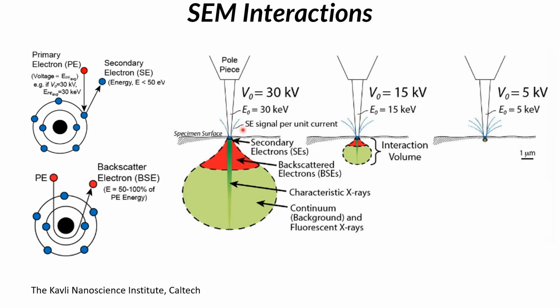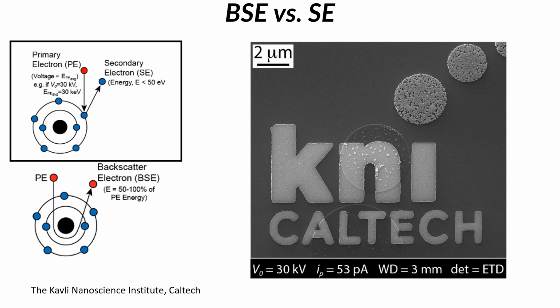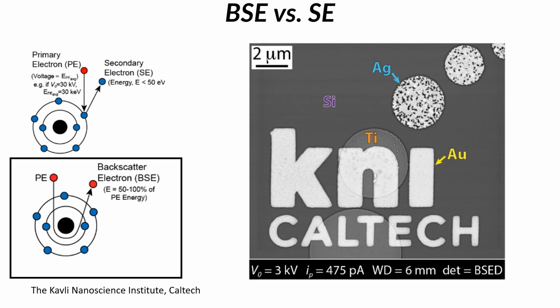When it comes to a secondary electron, those are more surface sensitive and offer better contrast, as you can see in this picture. However, when we switch to a backscattered electron, we lose some of that contrast, but we can see more contrast between different elements, because when you have a higher atomic number Z, you'll increase backscattered electrons.